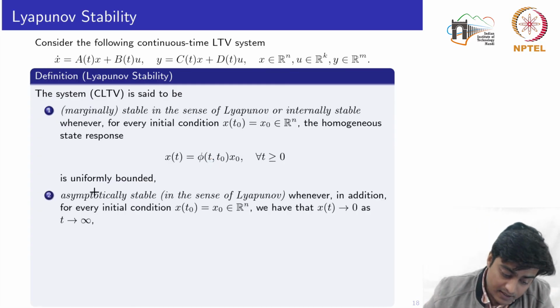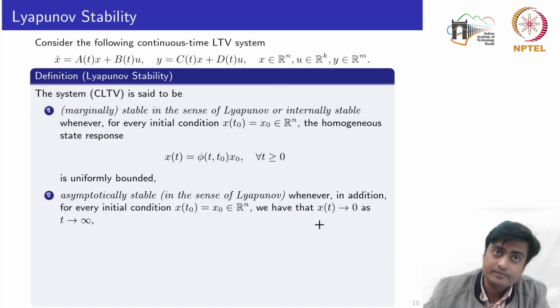The system is asymptotically stable, again in the sense of Lyapunov, meaning the definition we had seen on the last slide, whenever in addition to the above, for every initial condition x naught, we have that x(t) tends to 0. Here I have chosen the steady state value to be 0 at the outset, as t tends to infinity.